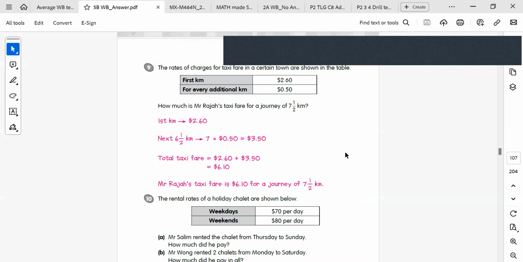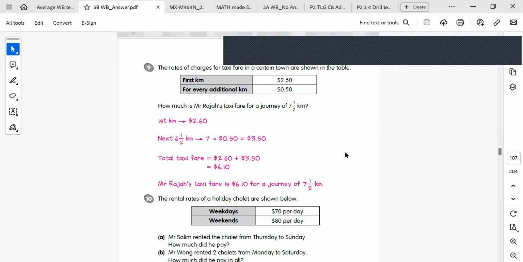Yeah, it's not a full kilometer, and also it did not state whether it's a... Okay, let me show it to you. So according to here, it is part thereof. Well, I'll blame the question for not being clear enough. Yes, it's a bit weird because it didn't mention for every additional kilometer or part thereof. Usually it will be part thereof. Okay, but this is a math question in the textbook and workbook.